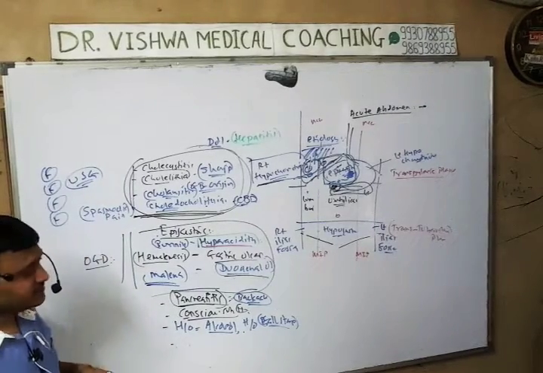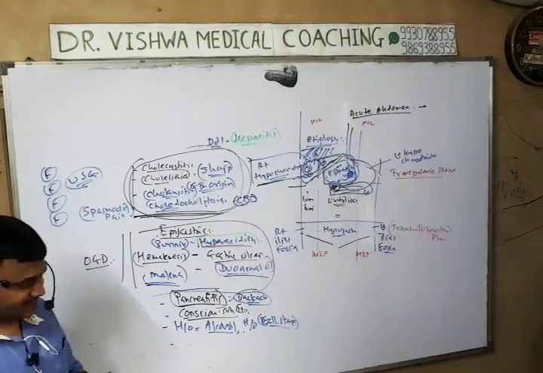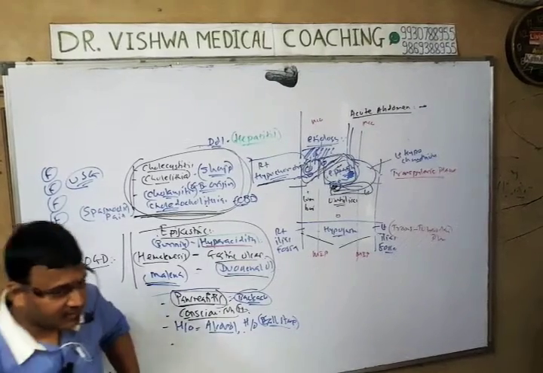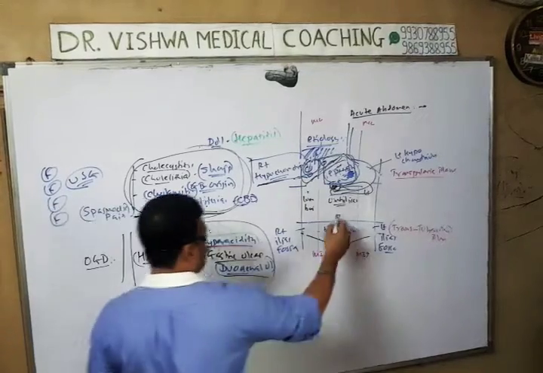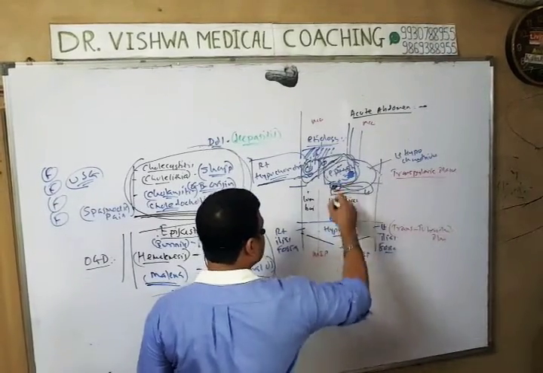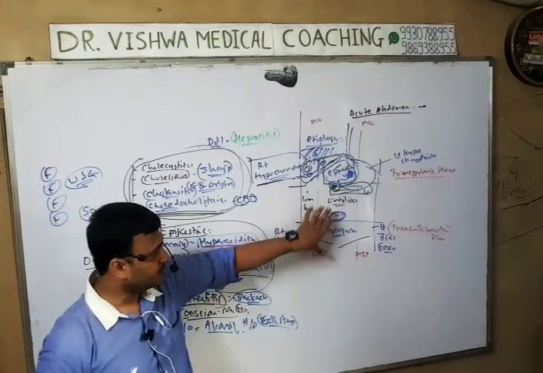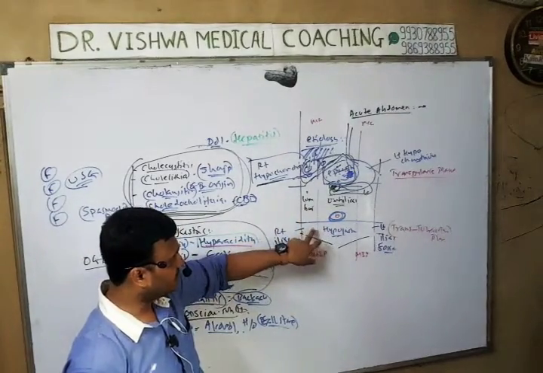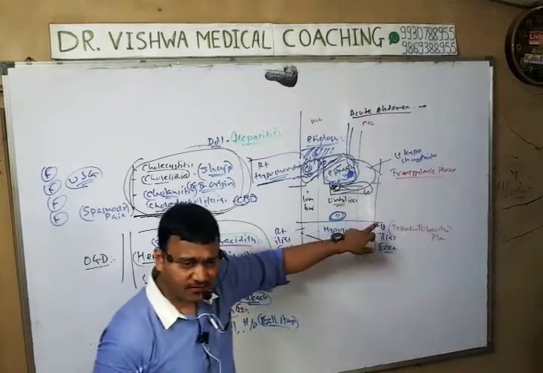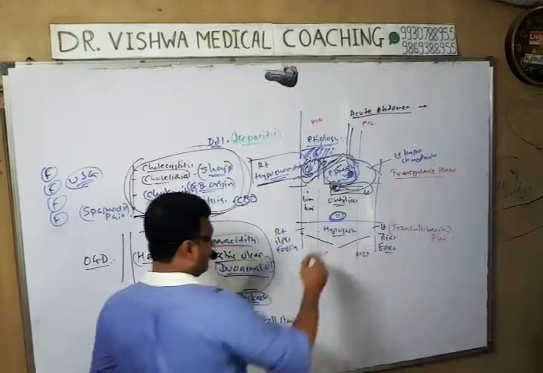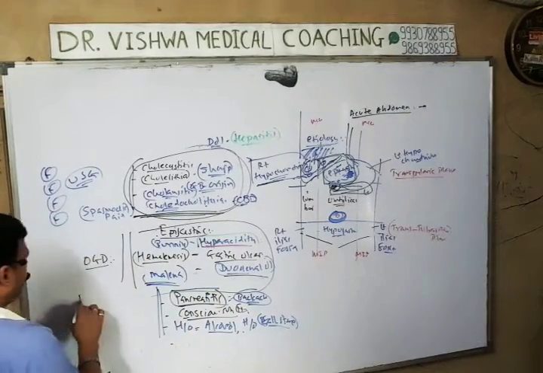And also, what is that? Cullen's sign. There is a bluish discoloration around the umbilicus, and the Grey Turner sign is on the flanks. So we have two signs. These are the signs seen in hemorrhagic pancreatitis, where we have greyish or bluish discoloration of the flanks and also around the umbilicus.